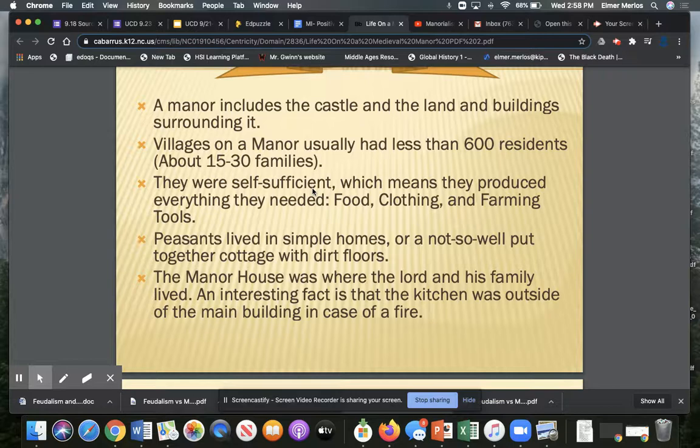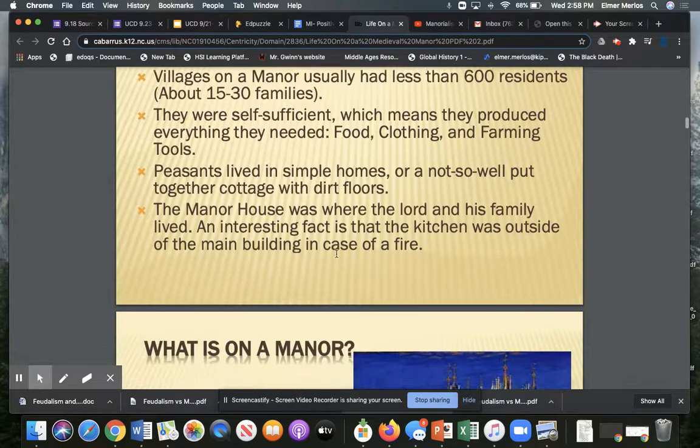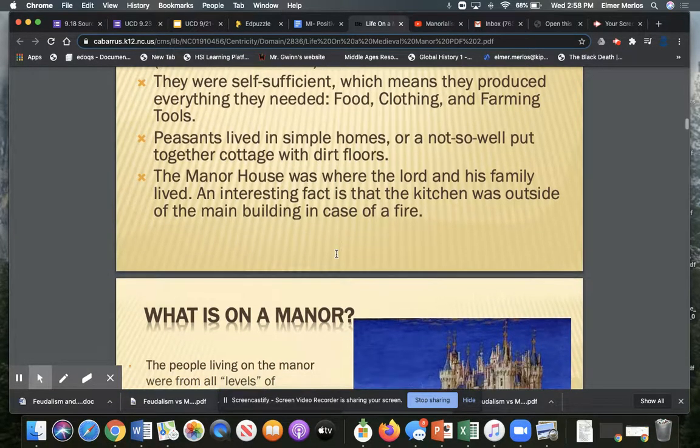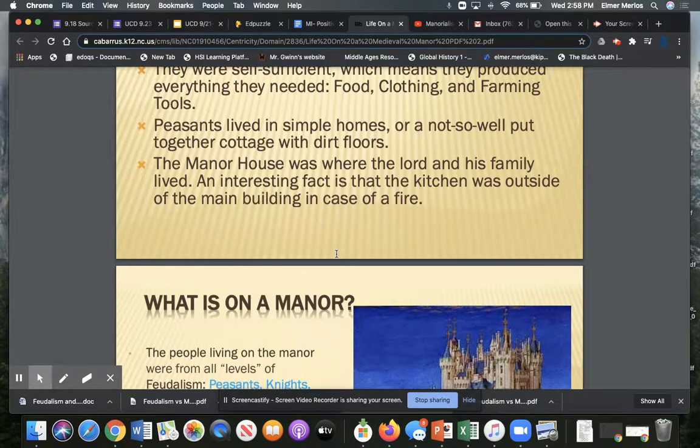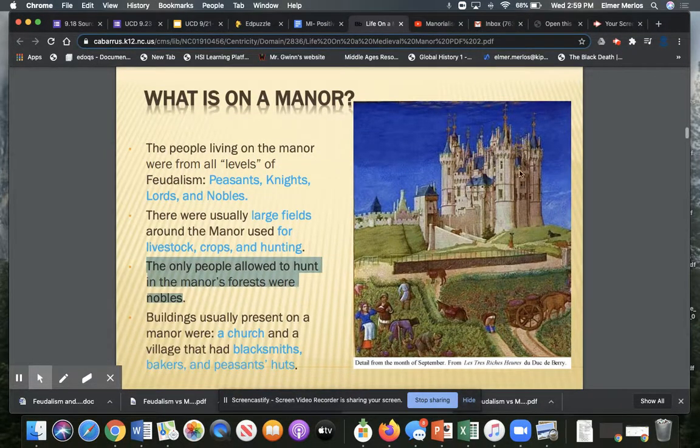Peasants lived in simple homes, like a cottage. It was a very difficult life. The manor house was where the lord and his family lived. Something about the kitchen. So what is a manor? This is another picture of what a manor might look like, right? This is a big castle. Here are the peasants, free peasants or serfs.